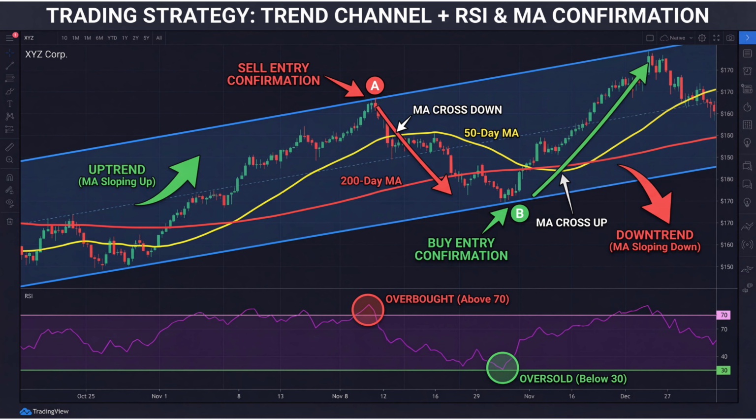On the other side, a buy confirmation forms near the lower channel when price is oversold, RSI drops below 30 and then turns upward, and the faster-moving average crosses back above the slower one. This alignment of trend direction, moving average cross, and RSI condition helps filter out weak signals. By combining these tools, traders can time entries more accurately, trade in the direction of the dominant trend, and avoid emotional or low-probability trades, making the strategy smoother, safer, and more consistent for real trading.